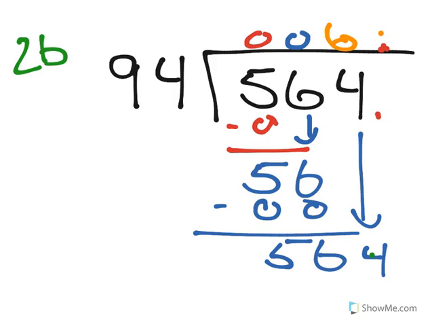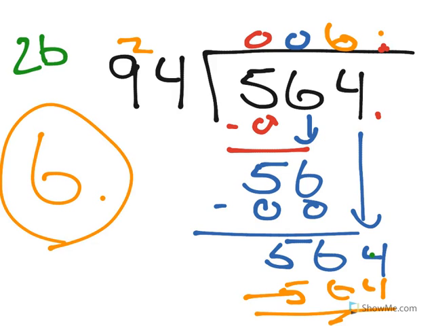So I put that above the 4. 6 times 4 is 24. 6 times 9 is 54, plus 2 is 56. So that terminates. So again, this answer is 6.